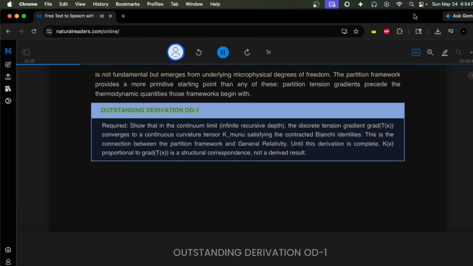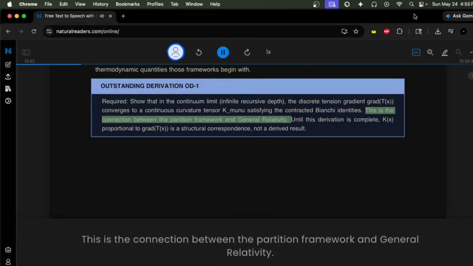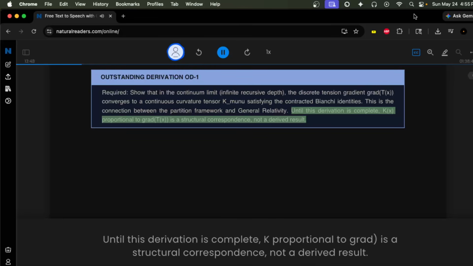Outstanding derivation OD1 required. Show that in the continuum limit, the discrete tension gradient converges to a continuous curvature tensor K_μν satisfying the contracted Bianchi identities. This is the connection between the partition framework and general relativity. Until this derivation is complete, K proportional to the gradient is a structural correspondence, not a derived result.